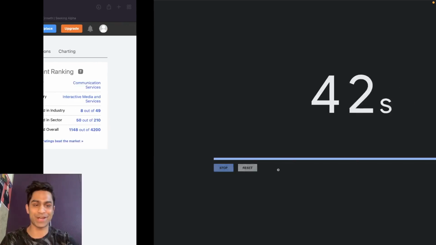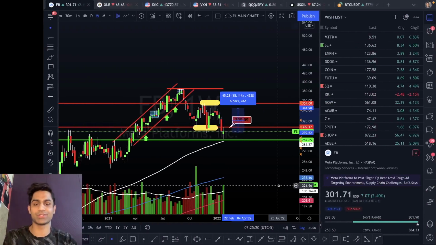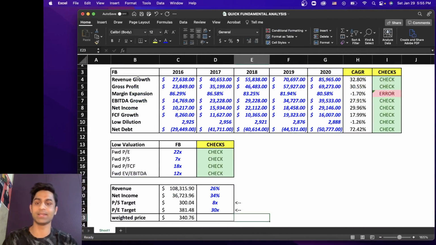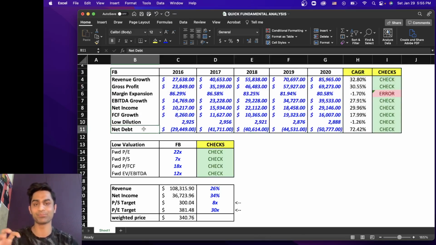So how are we on time right now? So we got less than 40 seconds left. So pretty much the analysis is done, but you get the idea. This is the entire key metrics that we look for. We look for revenue growth, we look for gross profit, we look for margin expansion, EBITDA growth, net income growth, free cash flow growth, and the company also needs to have low dilution and low debt, or in other words, needs to have negative net debt.